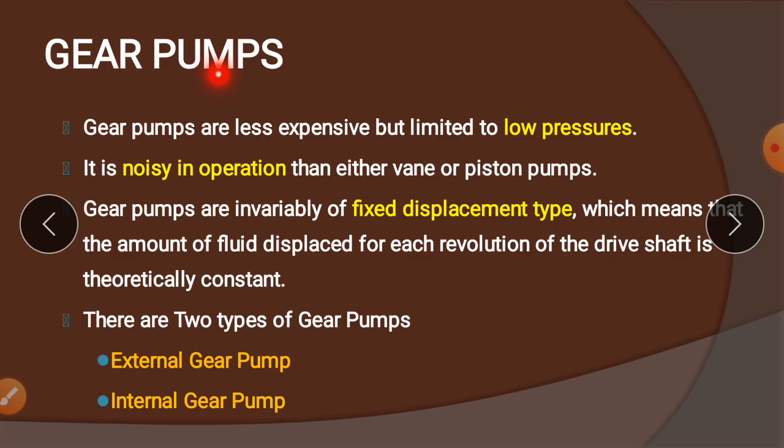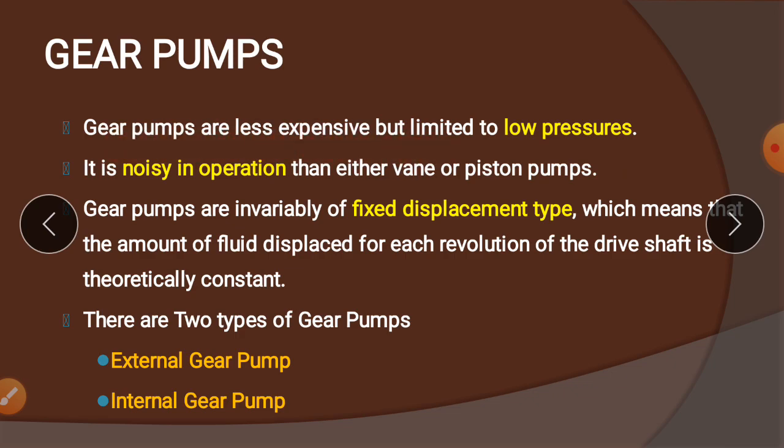First, we will go to the gear pumps. So what are gear pumps? Gear pumps are less expensive but limited to low pressure. Before going to this explanation, let us see what a gear pump is. A gear pump is a mechanical device which is used to pump fluid from the reservoir to the required area. That is the operation here. In gear pumps, we always find gears which contribute the pumping action. The pumping action takes place because of the gear operation. So that is the gear pump.